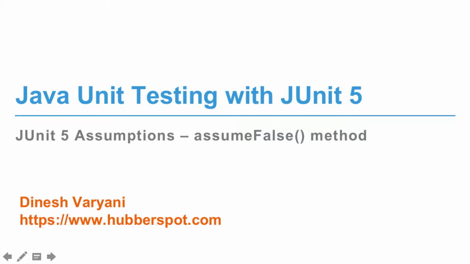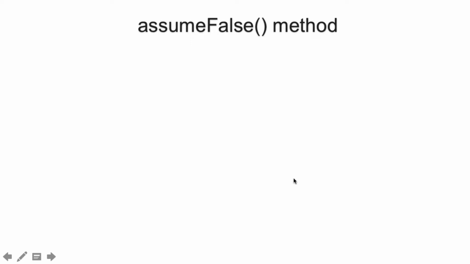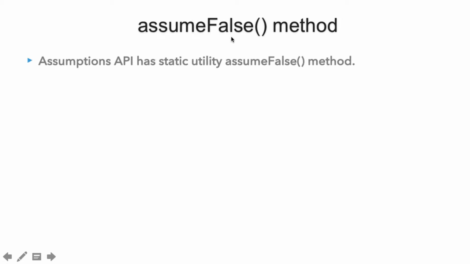Hi everyone. So let's continue to discuss JUnit 5 assumptions. And in this lecture we will discuss the assumeFalse method. So friends, in our last lecture we discussed the assumeTrue method. Here the working of the assumeFalse method is exactly opposite to the assumeTrue method. The Assumptions API has a static utility method by the name assumeFalse.